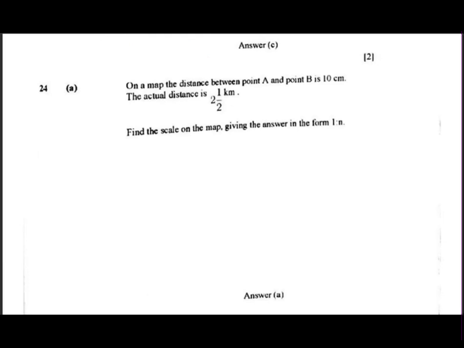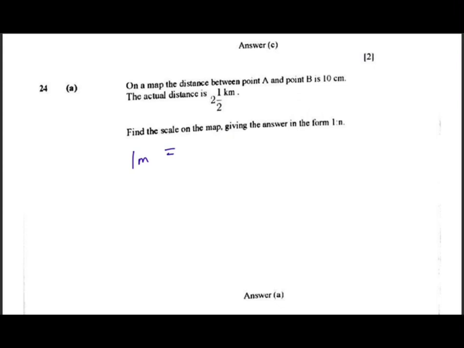Question 24. On a map, the distance between a point A and a point B is 10 centimeters, but the actual distance is 2.5 kilometers. Find the scale on the map, giving the answer in the form 1:n.